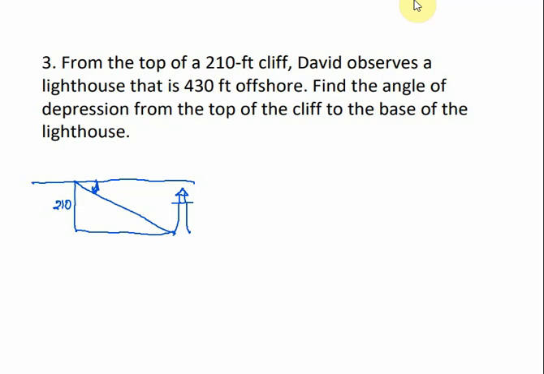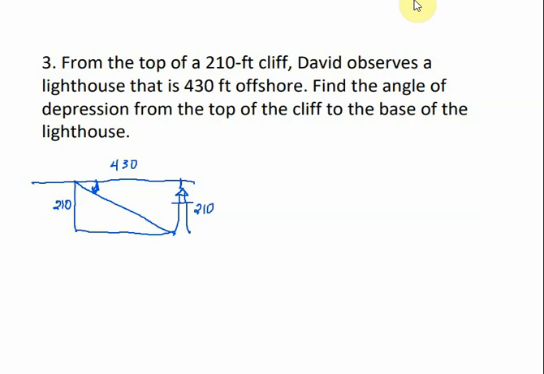Now, it says that the lighthouse is 430 feet from the cliff. Okay, so this is 430 feet. And we know that this is 210. So even though the lighthouse may not be 210 feet, if we create a rectangle, we could say that this is 210 feet.